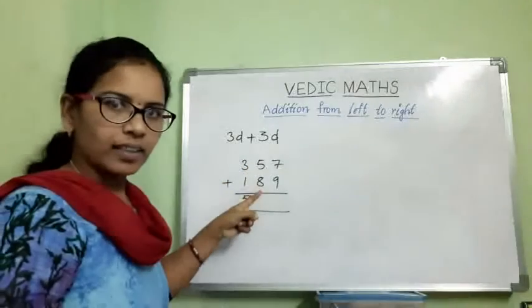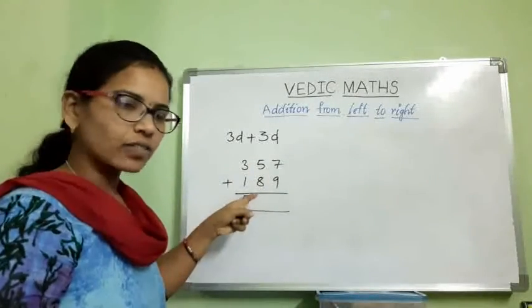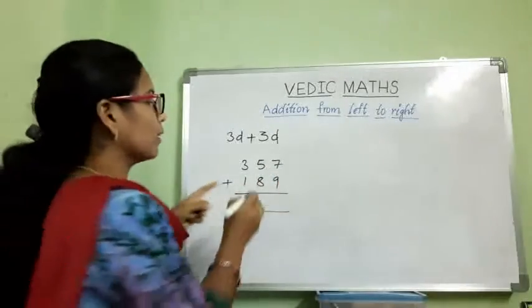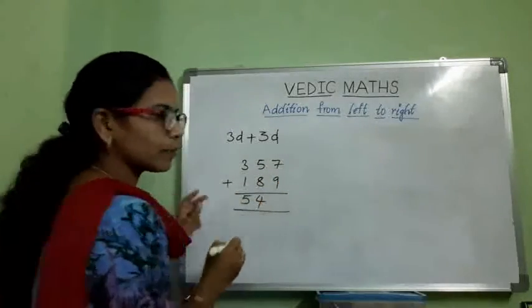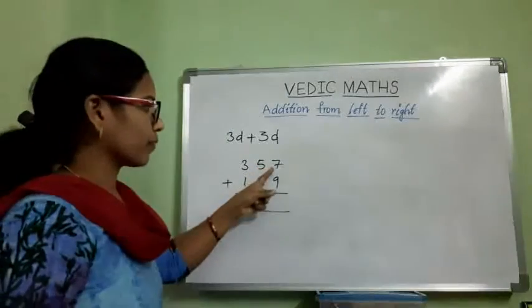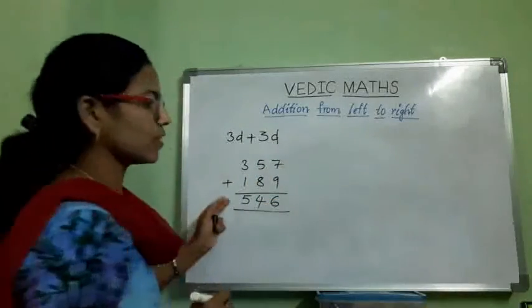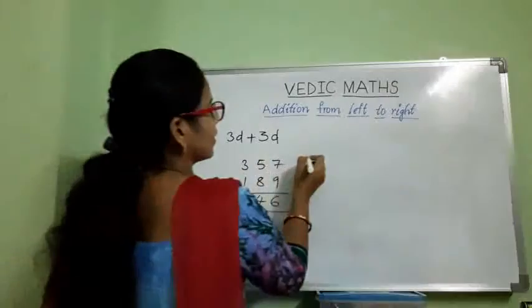Next, the end digit of 5 and 8 is 3. Before dropping 3, check the next numbers. These are carry. Means 3 increases by 1, means 3 becomes 4. Next, the end digit of 9 and 7 is 6. The answer is 546. Let us take one more.